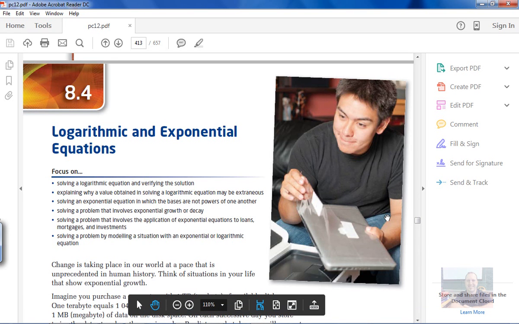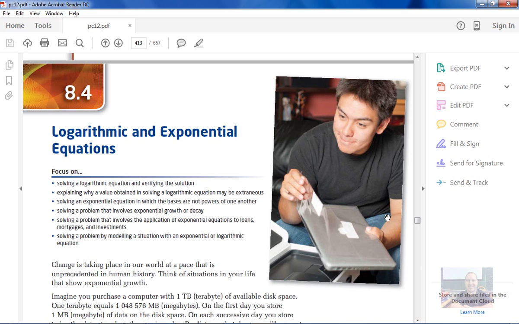8.4, logarithmic and exponential equations. The reason why we study logarithms is because they are the inverses of exponentials. If you take a value to the power of x, the opposite operation is taking the logarithm. That gets the exponent variable out of the exponent position. It undoes it, like opposite operations: the opposite of multiplication is division, the opposite of addition is subtraction. So the opposite of taking x as an exponent is applying the logarithm.